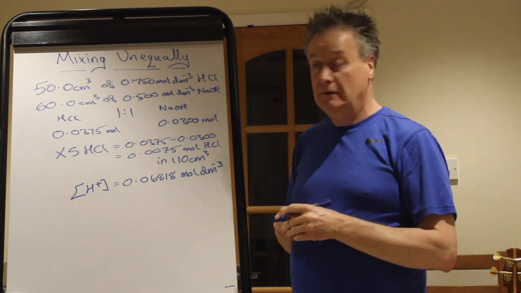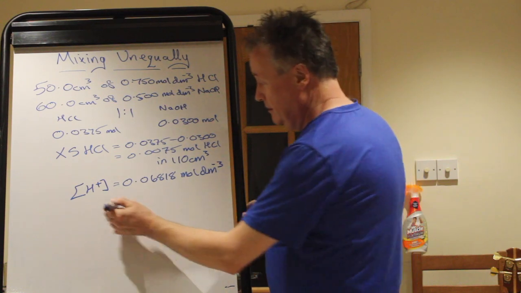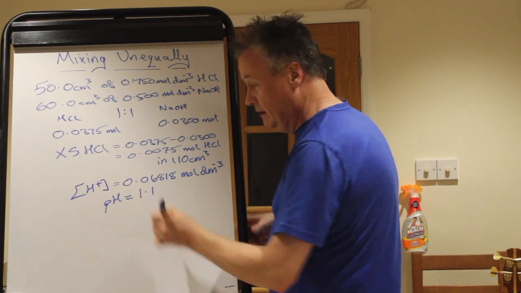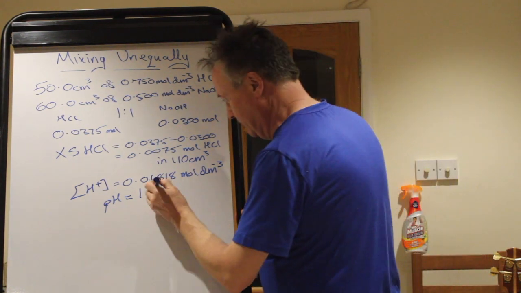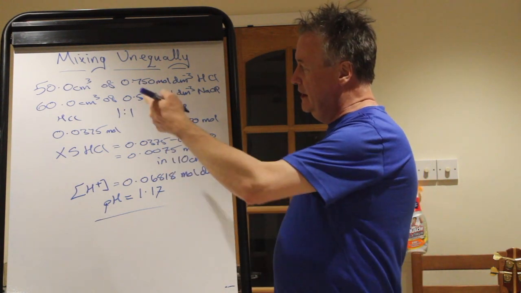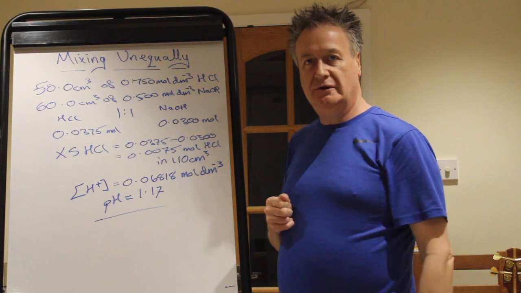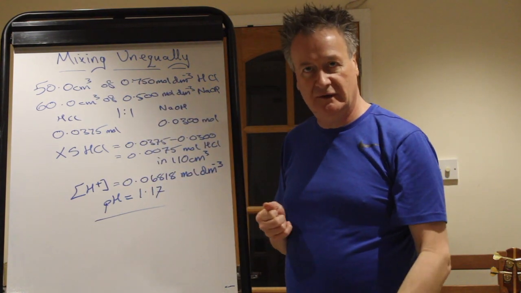So all you do, there's your concentration of hydrogen ions, minus log, just like before. pH is 1.1, oh I've forgotten, hopeless, let me look, 1.17, there we go. So the pH is 1.17. Excess of hydrochloric acid, 110, work out the concentration, get the pH. The pH of mixing those two together would be 1.17 because of the excess acid.